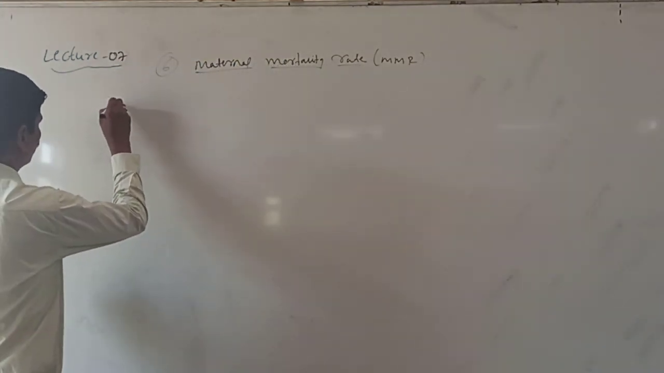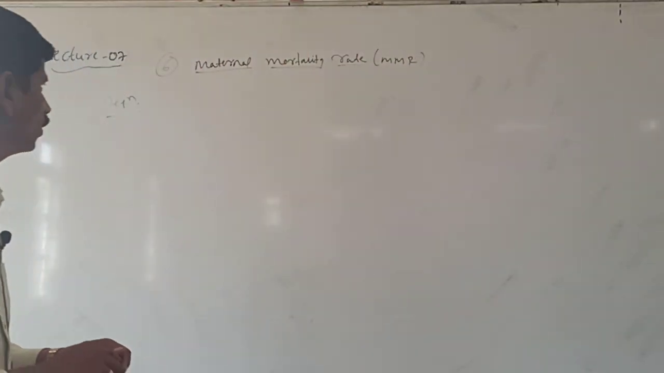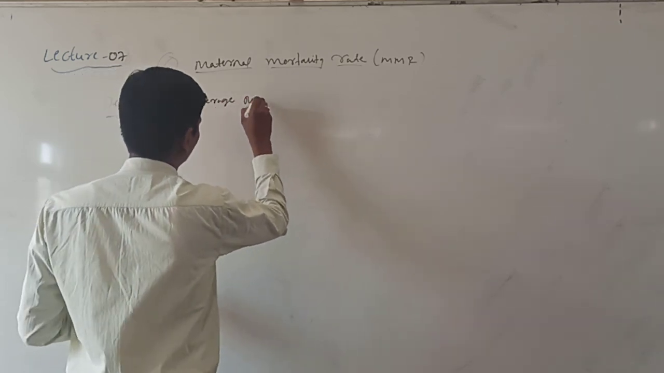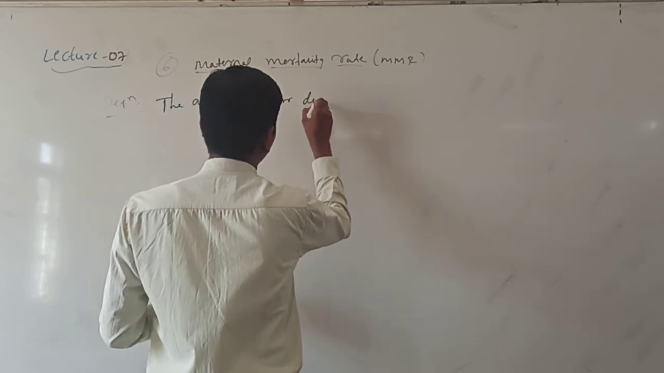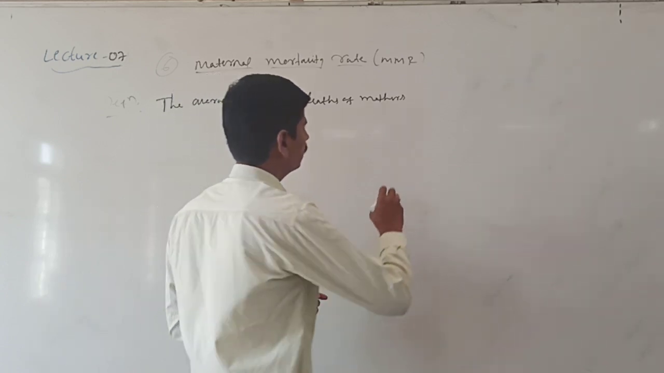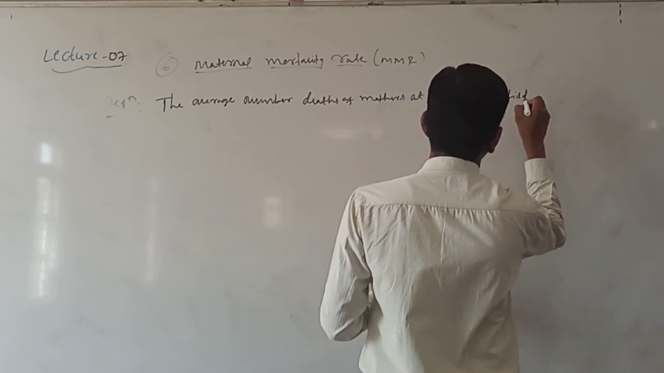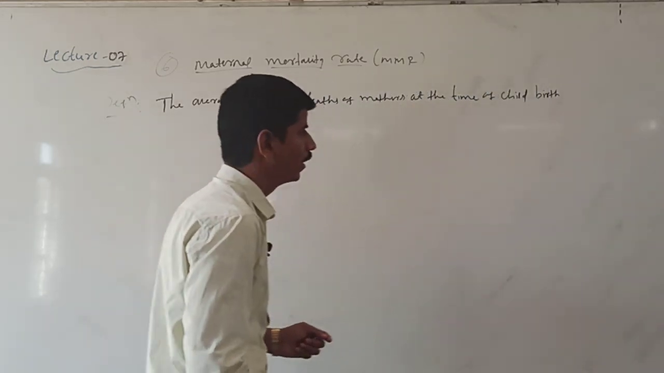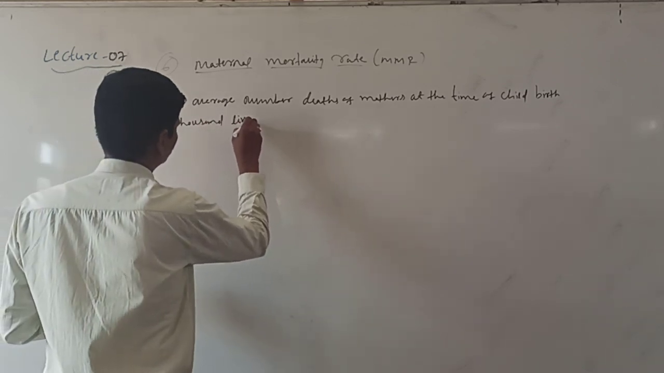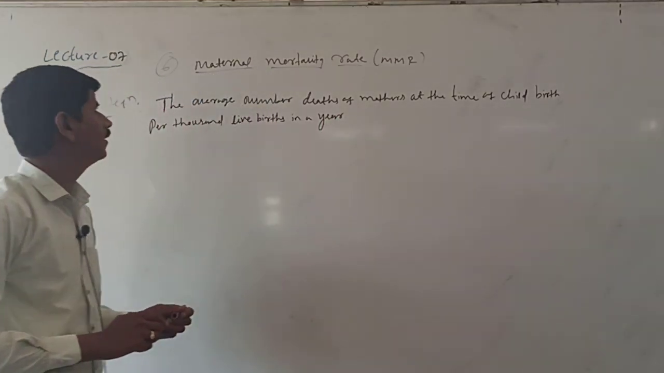Definition: the average number of deaths of mothers at the time of childbirth per thousand live births in a year is called as a maternal mortality rate.